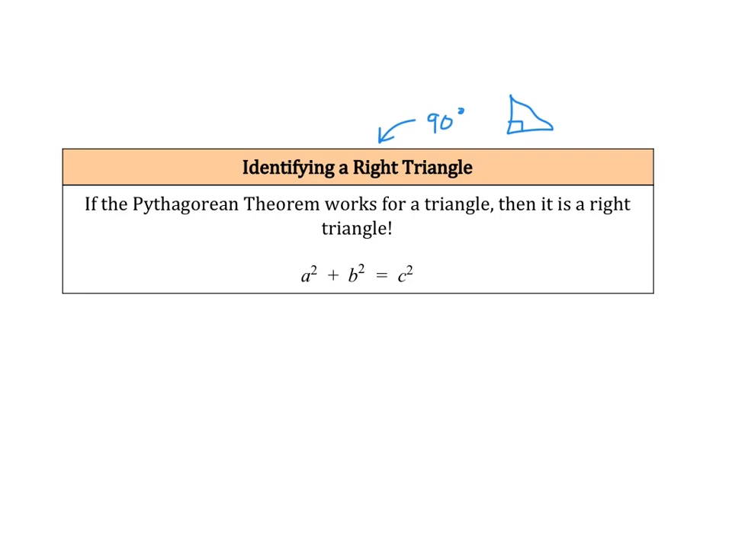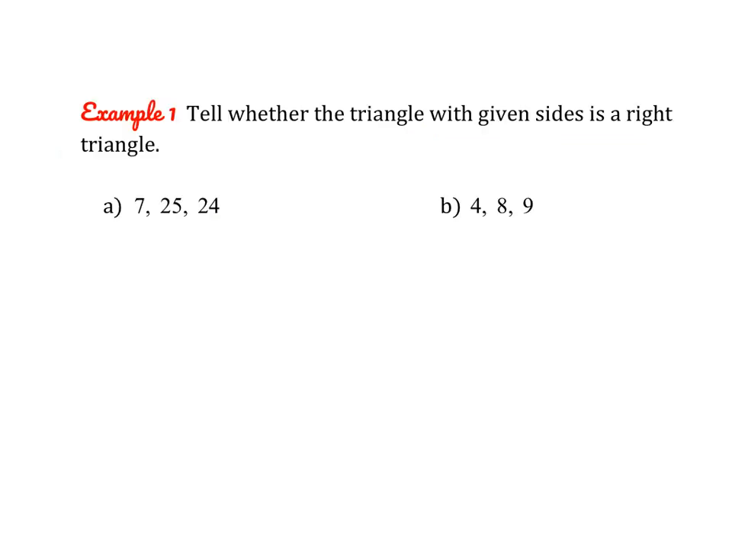So essentially, if the Pythagorean theorem works for the three sides of a triangle, then it's a right triangle. But if it doesn't work, it means that it is not a right triangle. So a squared plus b squared should equal c squared. Now, one thing you need to watch out for is that c is always your largest value. So if you're given a list of the lengths of three sides, c is always going to be the largest one. Okay, let's see if we can determine whether or not these are right triangles.